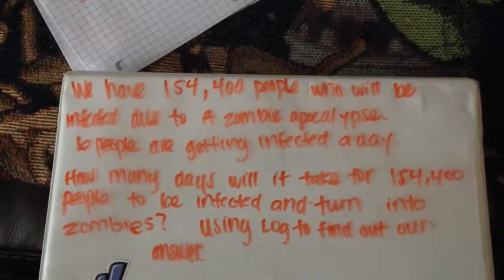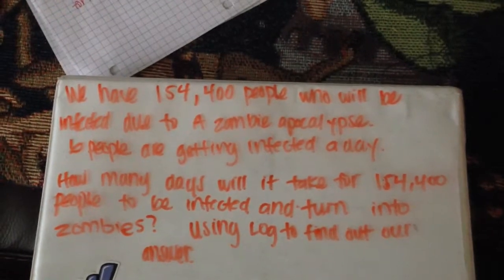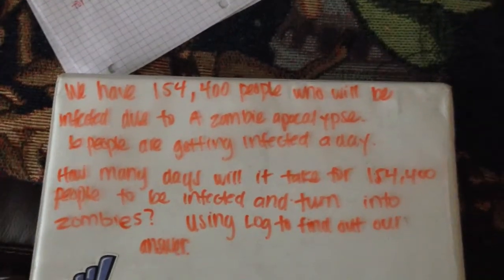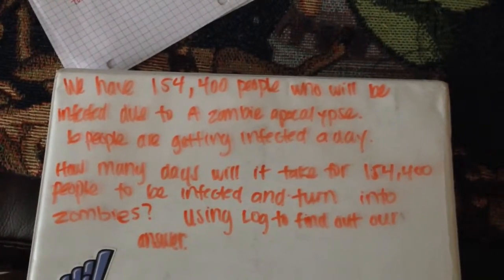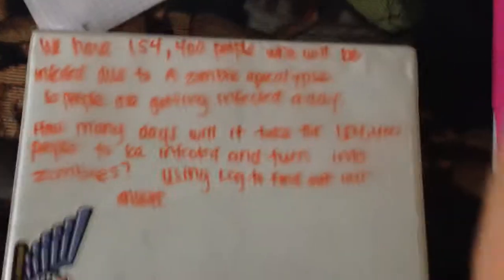We have 154,400 people who will be infected due to a zombie apocalypse. 6 people are getting infected a day. How many days will it take for 154,400 people to get infected and turn into zombies? Using log to find out our answer.